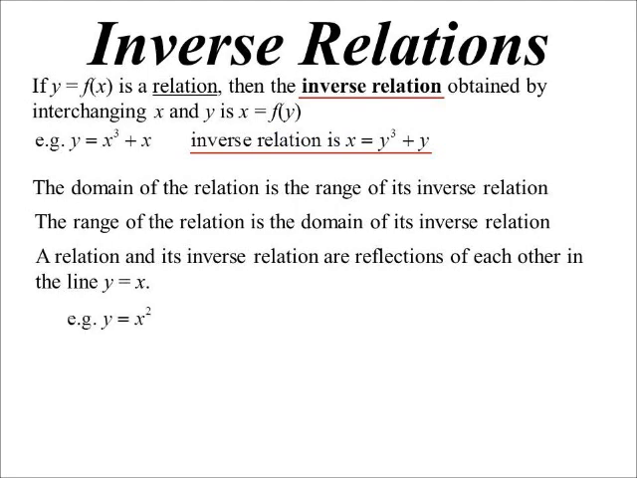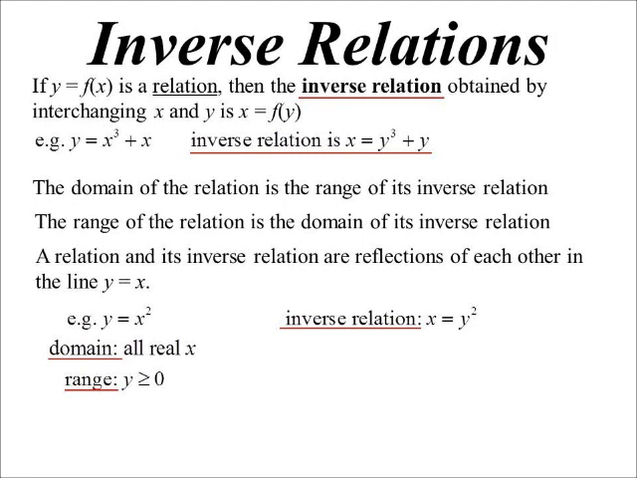So y equals x squared, our parabola, we know its domain is all real x, and its range is y is greater than or equal to 0. The inverse relation would be x equals y squared. Its domain is x is greater than or equal to 0, because that was the range of the original one. And the range is all real y, because that was the domain of the original one.